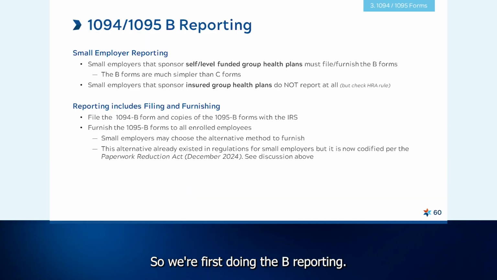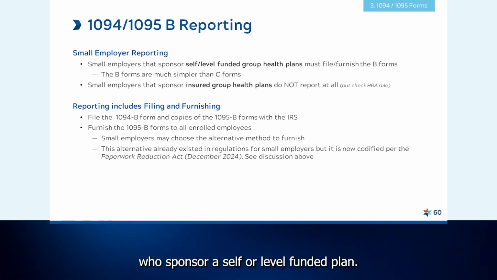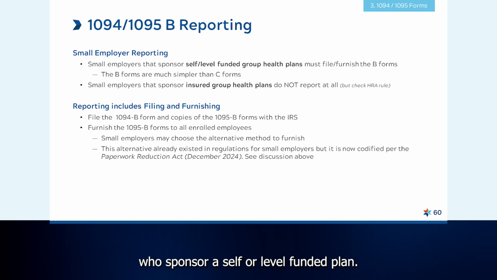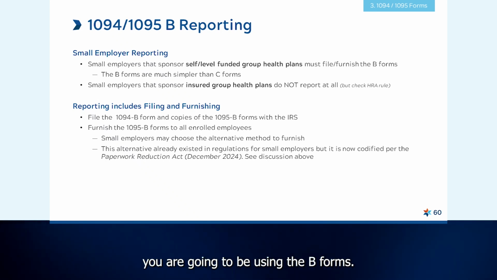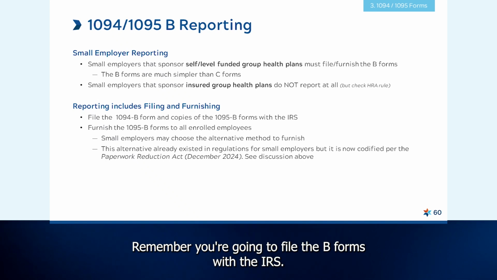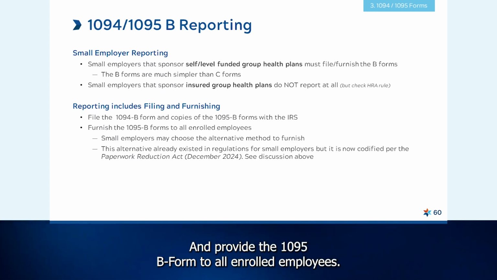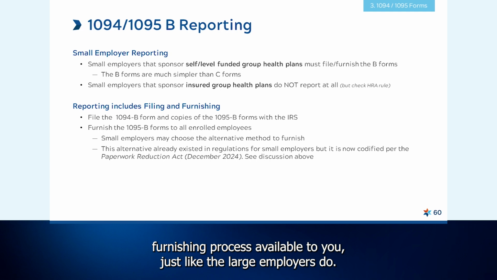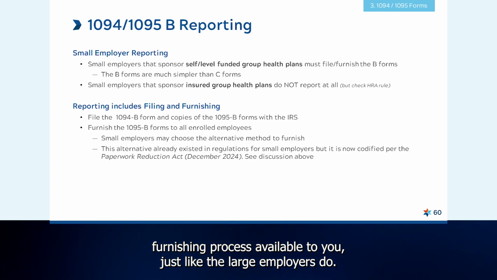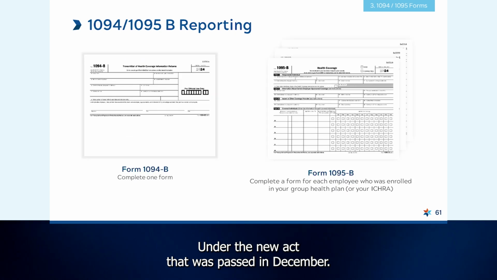So we're first doing the B reporting. The B reporting, remember, is for small employers who sponsor a self-funded or level-funded plan. If you are sponsoring an insured group health plan, you do not need to report. You are going to be using the B forms. Remember, you're going to file the B forms with the IRS and provide the 1095-B form to all enrolled employees. You also have the alternative furnishing process available to you, just like the large employers do, under the new act that was passed in December.